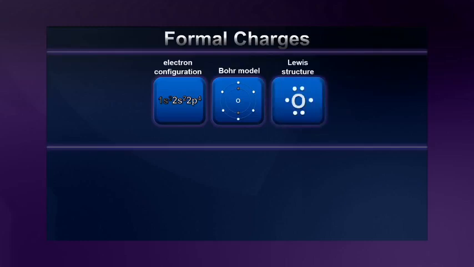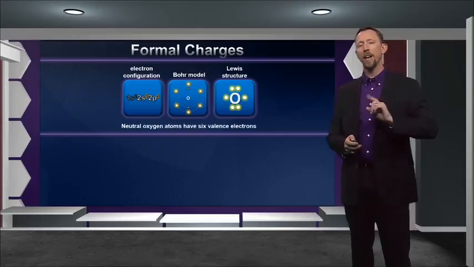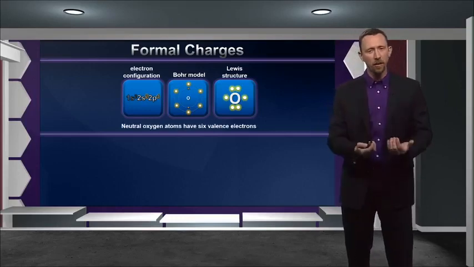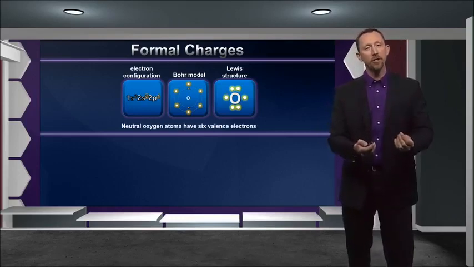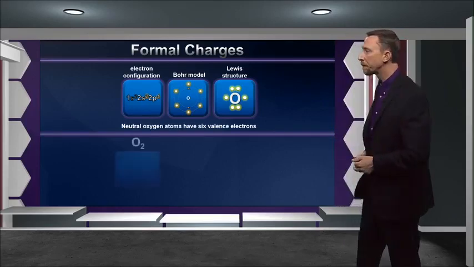We've seen all of these before. And all three of these representations lead us to the conclusion that oxygen should have 6 valence electrons if it's going to be a neutral oxygen atom. But remember that when atoms bond together, they share electrons. And so there's a potential there for that sharing of electrons to throw off this balance of charge.